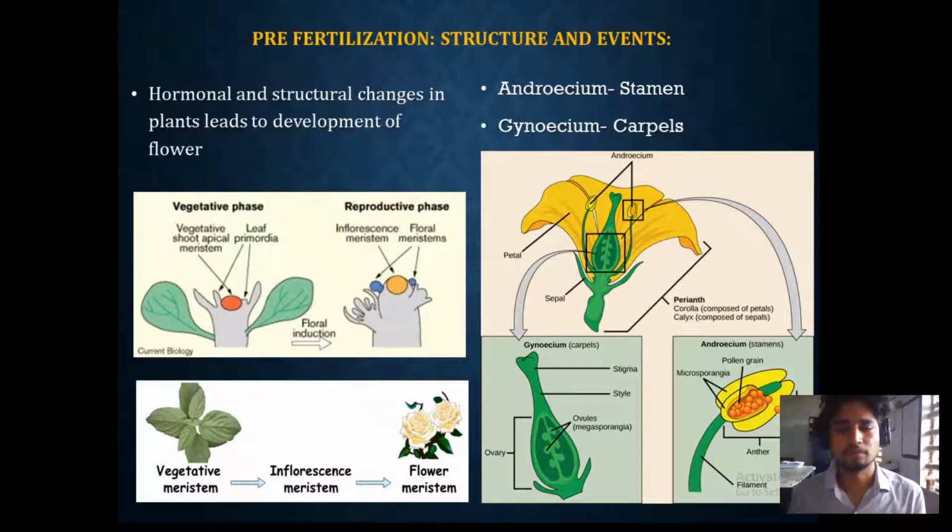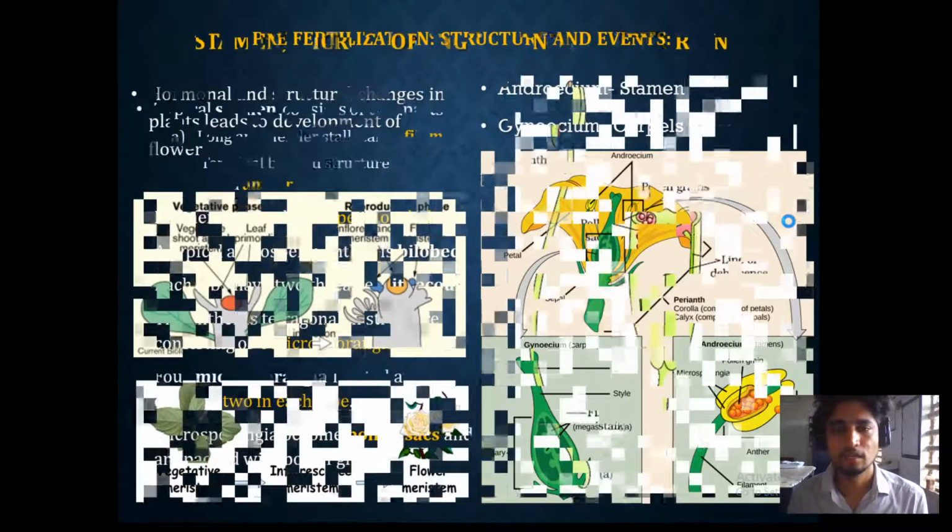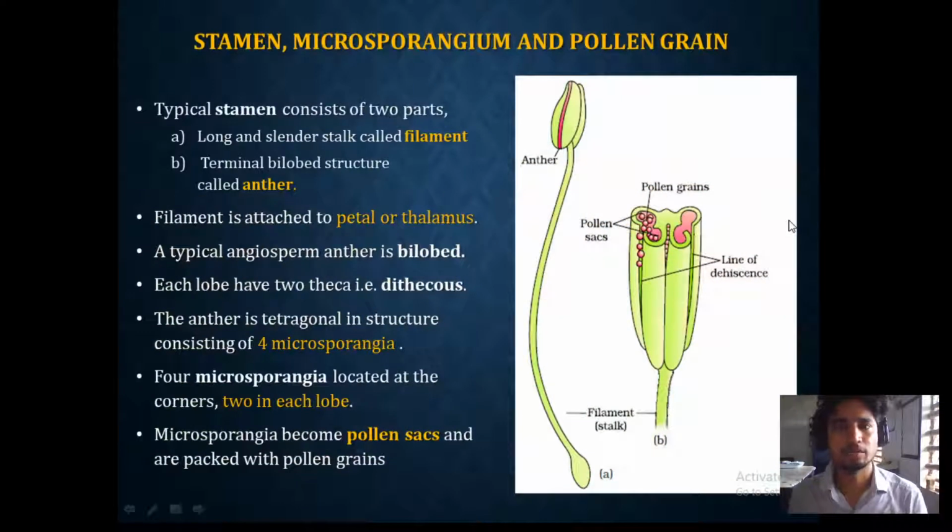Once flowering begins, they form male and female reproductive parts. The male reproductive part is the androecium and the female reproductive part is the gynoecium. The male unit of the androecium is the stamen and the female is the pistil. We started to discuss the stamen structure, and we said that the stamen consists of two parts, the filament and the anther.